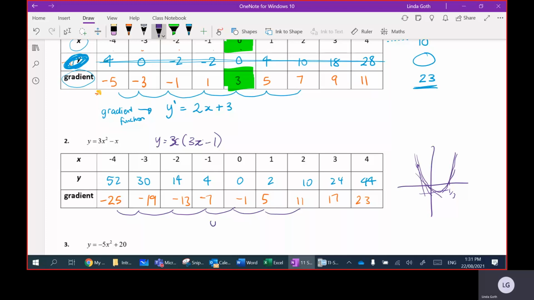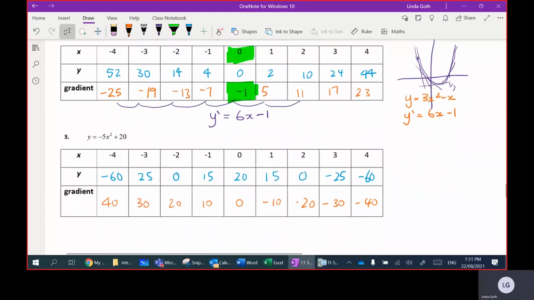Okay, so we're saying that y dash, to find our gradient function, is equal to 6x, and the value of y dash when x was 0 was equal to minus 1. So we started off with y equals 3x squared minus x, and we had a gradient function of 6x minus 1.